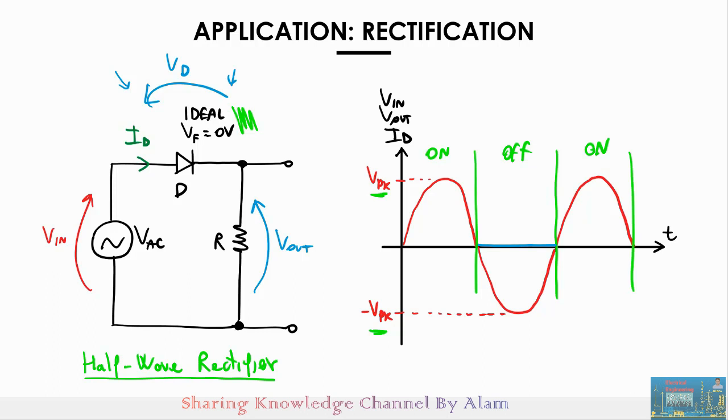When the diode is on, Vin will be equal to Vout. So the output voltage will be exactly the same as the input voltage, like this. As far as the current is concerned, when the diode is off, the current will be equal to 0 as well. But when the diode is on, then you just have to solve the Ohm's law. The drop across the diode is 0 volt, so the whole Vin is going across the resistor. So just as before, we are gonna have that the current will look like this. And where these points will be equal to V peak divided by R.